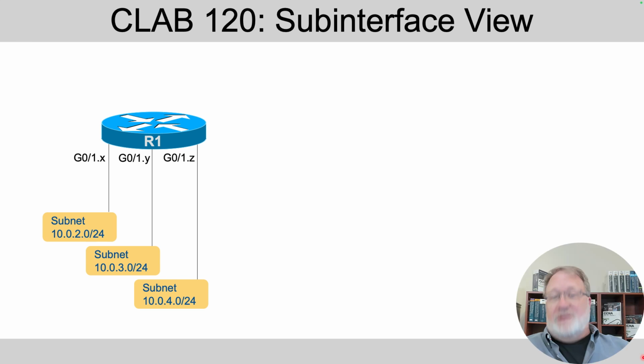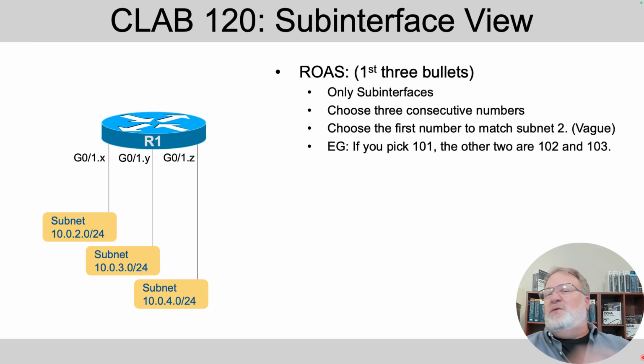Now let's talk about sub-interfaces. The very first few bullet points in the lab page talk about those, and it says only use sub-interfaces, which to me means don't configure ROAS on the physical interface, which is an option. Only use sub-interfaces. And it also says use 3 consecutive numbers for the sub-interface IDs. And there's another phrase there that says choose the first number to match subnet 2.